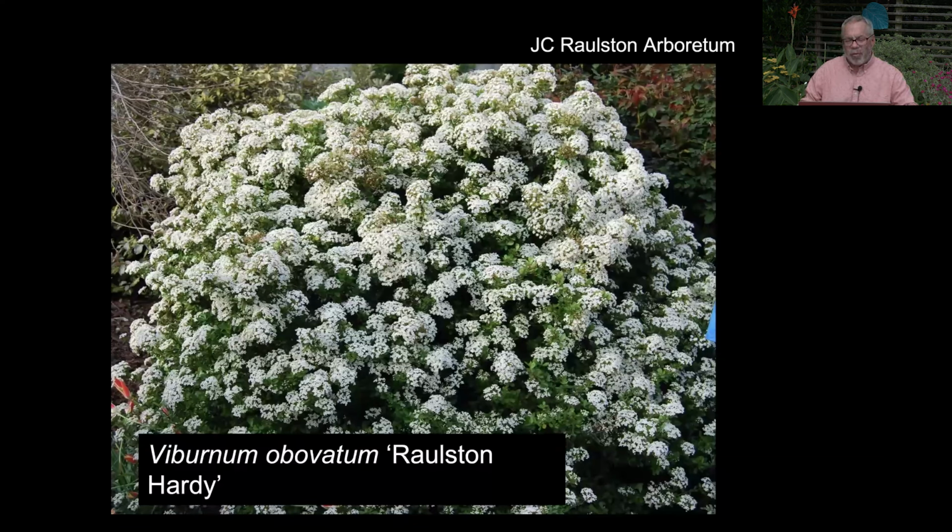But there are several dwarf forms around, and we had one that was an unnamed form, and we were comparing this to one that was in the trade called Ms. Schiller's Delight. It wound up that Raulston Hardy had a little bit better form, more of a dome, whereas Ms. Schiller's Delight was a little more upright, flowered a little heavier, and was more evergreen during the winter. So the nurserymen who were working with us on that suggested Raulston Hardy as the name for it, and we went with that. And they love this plant. They're growing and selling a ton of it.